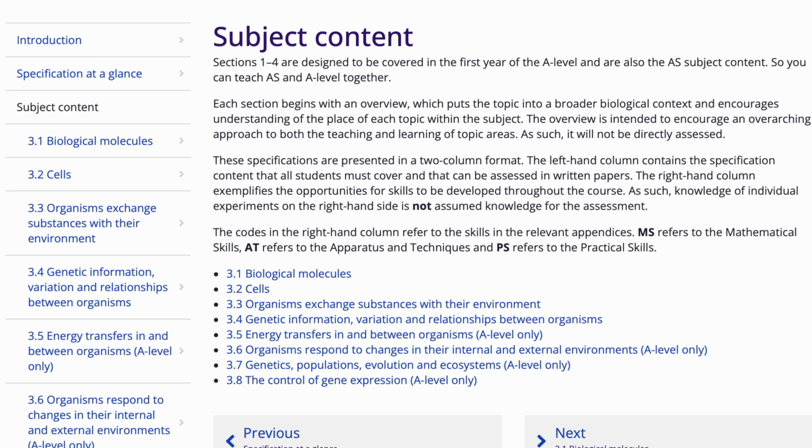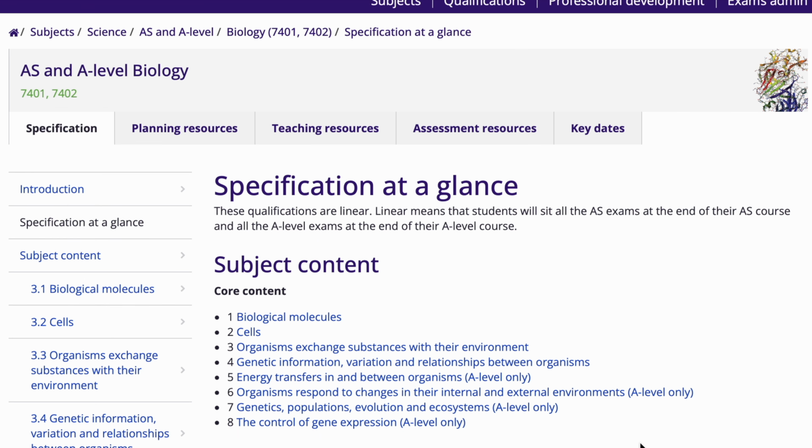So when you first just put AQA A-Level Biology Spec into your browser, you'll get this. And here, first thing to look at is the subject content. This will break down everything that you need to know for your exams.